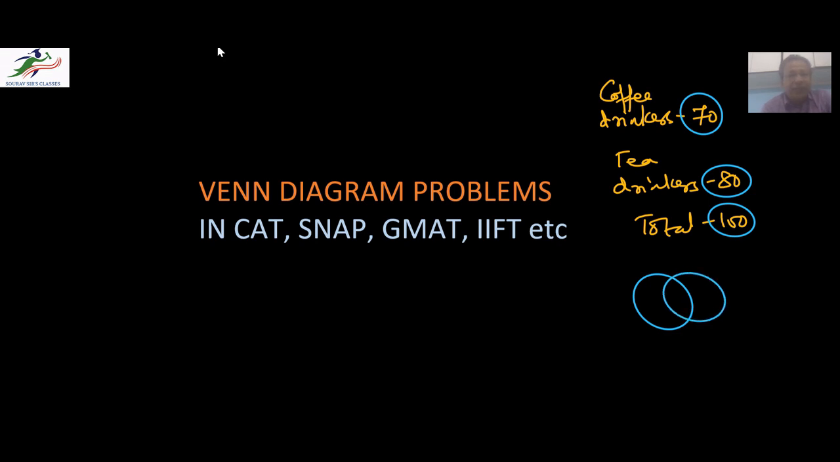Similarly, if you are told that there is a class where there are students and some students study physics, some study chemistry, some study mathematics, and there are a total of, let's say, 200 students. So this is a universal set. Physics is one set, chemistry is another set, mathematics is another set, and the numbers would be given.